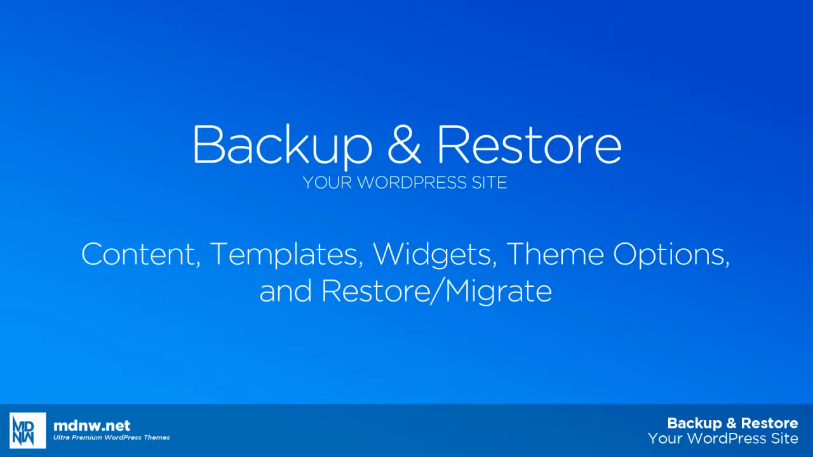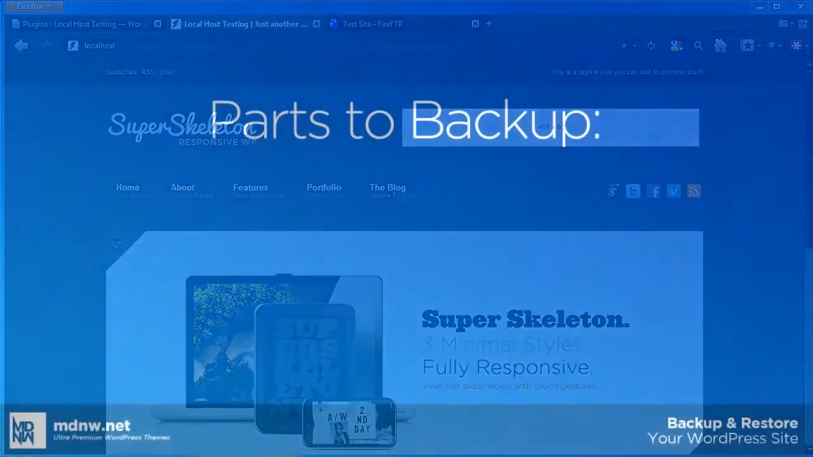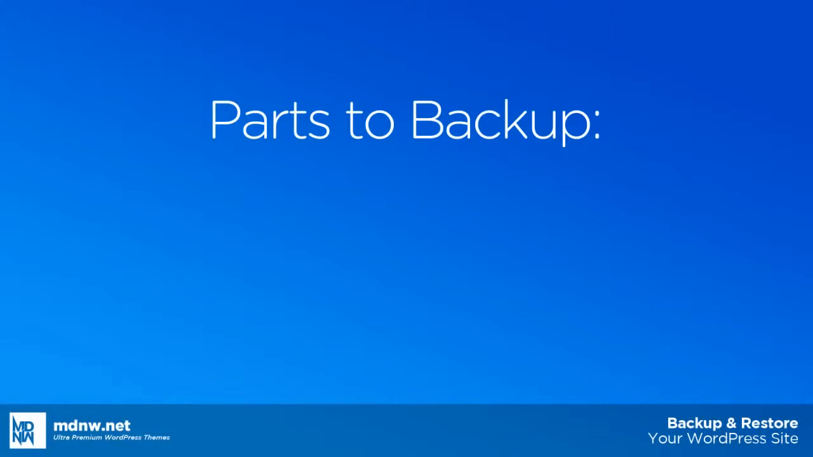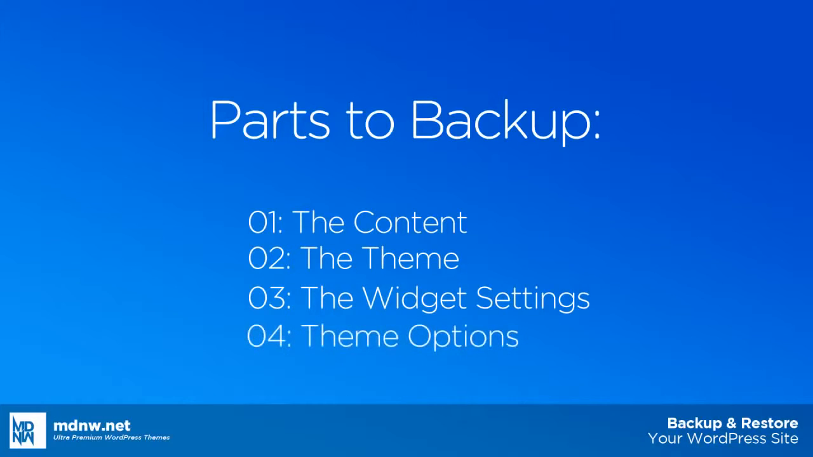There are lots of pre-built backup solutions out there, but in this video, we're going to cover the specifics on how to back up the Super Skeleton family of themes. There are four main parts of your WordPress site that you'll want to back up: the content, such as the posts and pages, the theme itself and any templates that you might have edited, the widget settings, which includes things like the sidebars and footers, and finally the theme options that you filled out to customize the look of your site through the OptionTree settings.